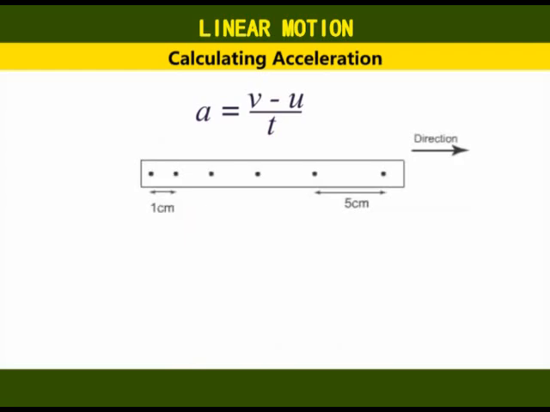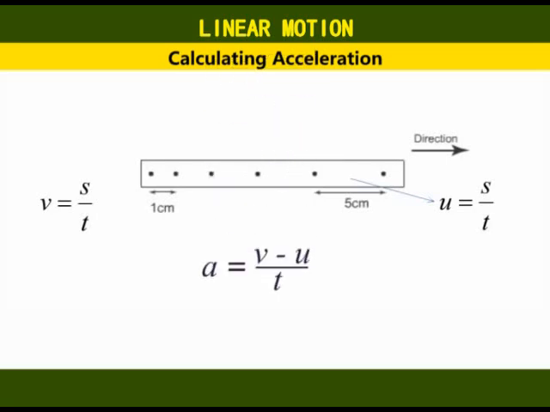T in this case will be the time taken from the initial velocity to the final velocity, and not from the first dot to the last dot as we did when calculating average velocity. From this tape, the initial velocity U can be determined by measuring the length of the first tick and then dividing by the time taken. The final velocity can be determined in the same way. Usually students would have no problem with these steps. The problem arises when finding the time taken.